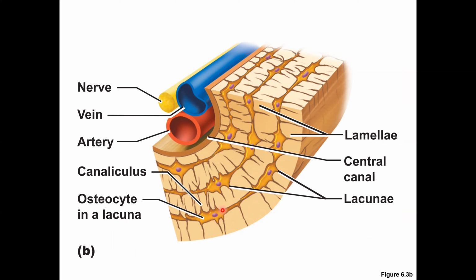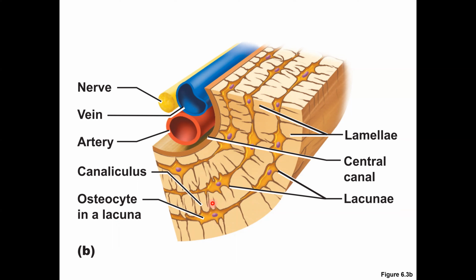We're talking about animal cells over here. Animal cells cannot be surrounded by this hard mineralized matrix. So if you have cells and we surround them by matrix, the cell would die. So we need fluid surrounding every single animal cell. That's why osteocytes are located inside the lacunae.